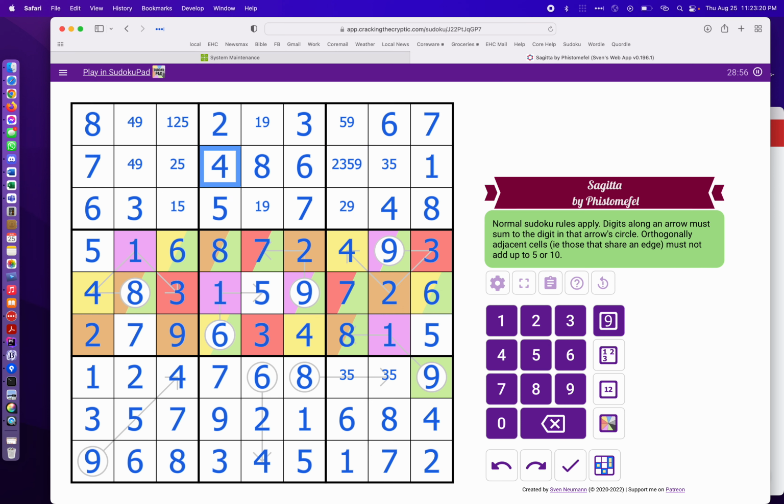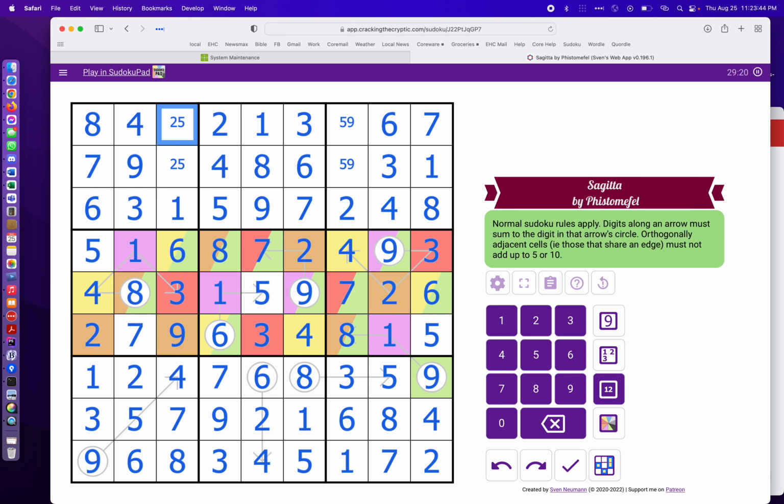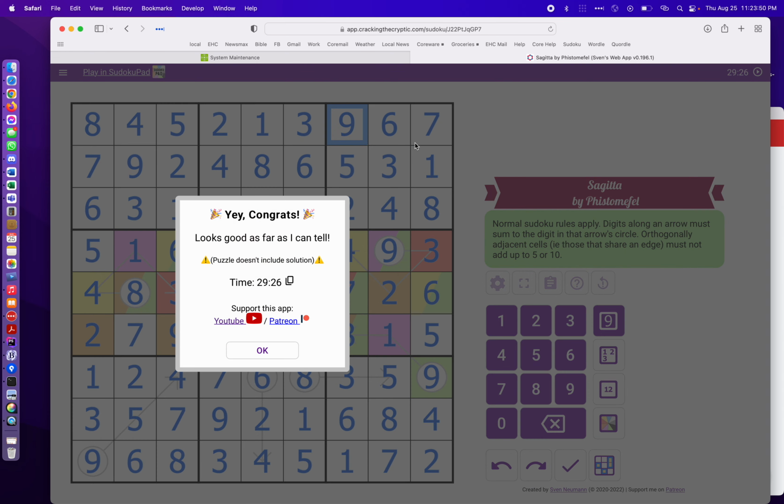Oh, that's a 5, 4, 1, 9, 1, 2. That can't be a 3, so we got a 5, 9 pair. That's a 3, 5, 3. Let's see, we got a 9, 4. That can't be a 1. 2, 4. Oh, that's a 5, 2, 5, 9. And there we go.